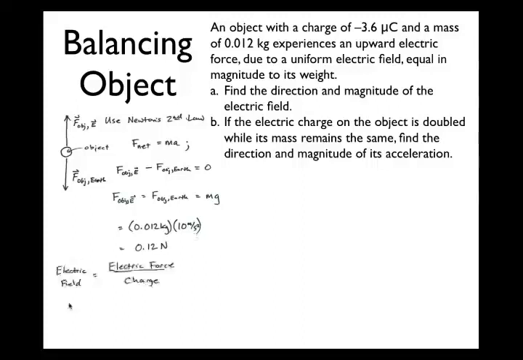So the electric field is defined to be equal to the strength of the electric force divided by the amount of charge. The object itself, we've figured out, has 0.12 newtons of electric force on it. The charge is 3.6 microcoulombs, or 3.6 times 10 to the minus 6 coulombs. And if you calculate that out, the strength of the electric field is 3.3 times 10 to the 4th newtons per coulomb.